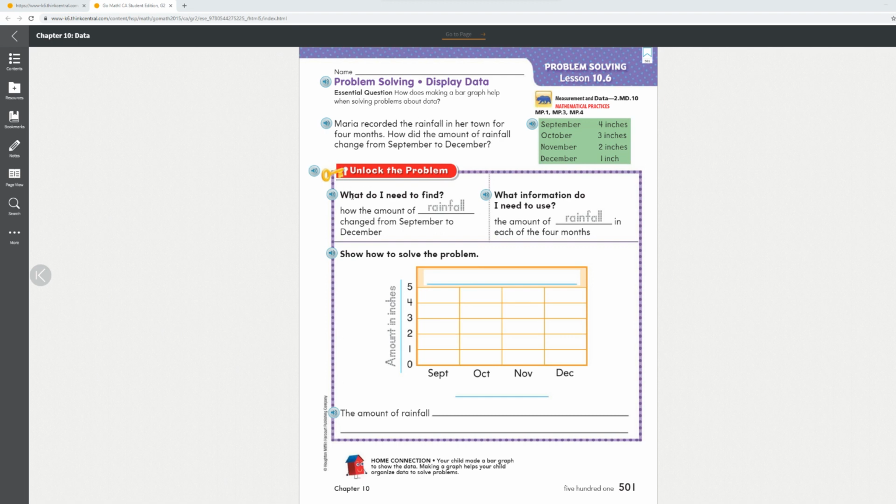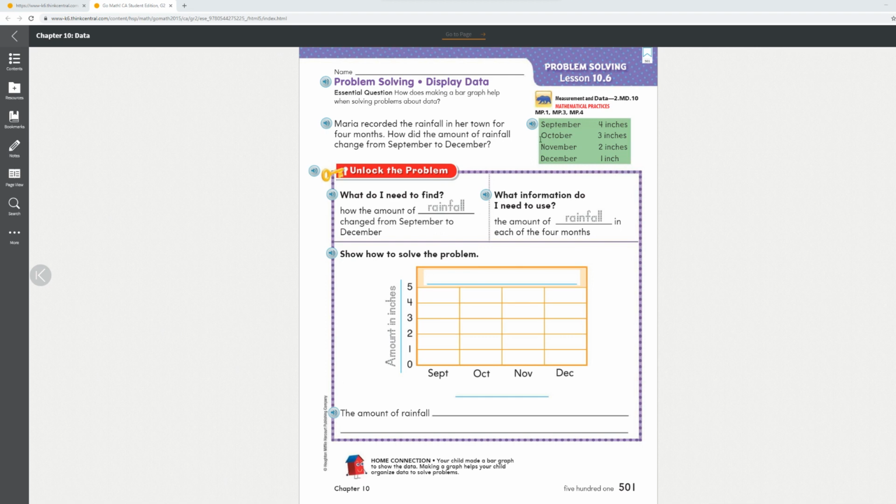So what are we looking for? What do we need to find? We need to find how the amount of rainfall changed from September all the way to December. So 4 months. What information do I need to use? The amount of rainfall in each of the 4 months, that's the information you have to use.